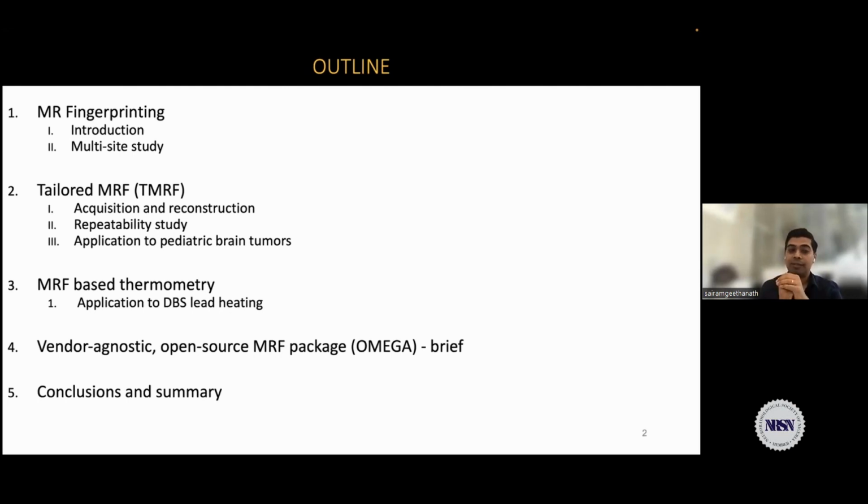We also are the first ones to demonstrate MR thermometry using fingerprinting. So I'll just talk briefly about that and show you some ex vivo results on DBS lead heating. We've also developed an open source package for other people who want to actually reproduce some of the fingerprinting in a vendor agnostic way. I'll be brief about that and mostly tailor that with the amount of time we have. And finally, conclude and summarize these different topics that I'll be covering.